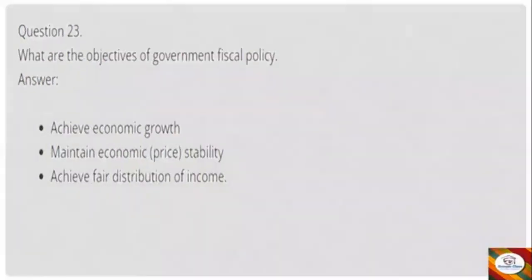Next, question number 23. What are the objectives of government fiscal policy? Answer: the objectives are to achieve economic growth, to maintain economic or price stability, and to achieve fair distribution of income.